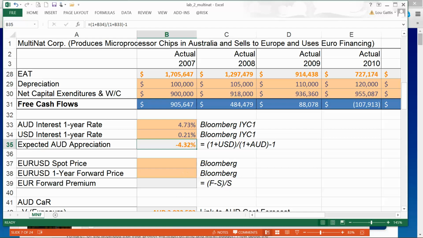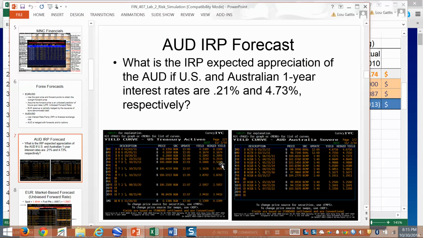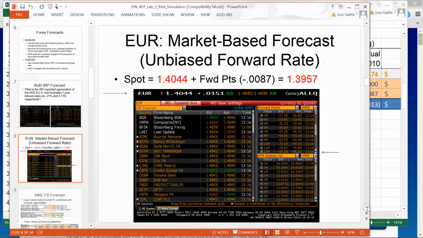Now for the euro, we're going to do something a lot simpler. We're just going to go to Bloomberg and look at the forward price, because that's an unbiased forecast of the exchange rate next year. So using the Bloomberg spot and forward monitor, I see that the spot price of the euro is $1.4044 with forward points for 1 year delivery of 87 points. I'm just going to use that 87 right there for the 1 year.